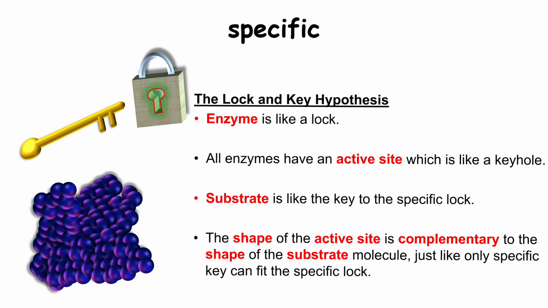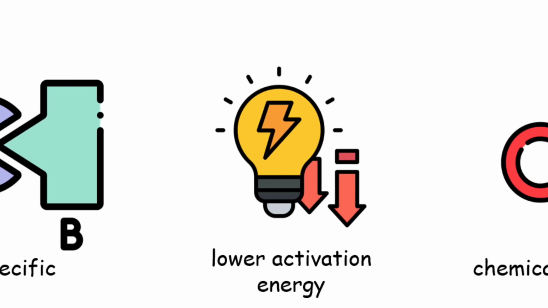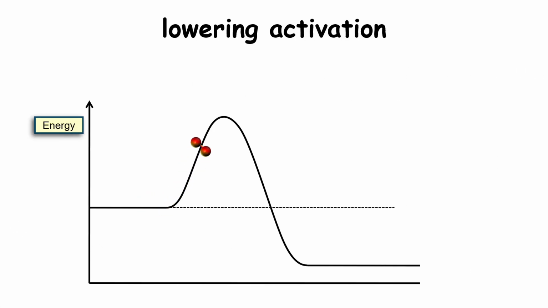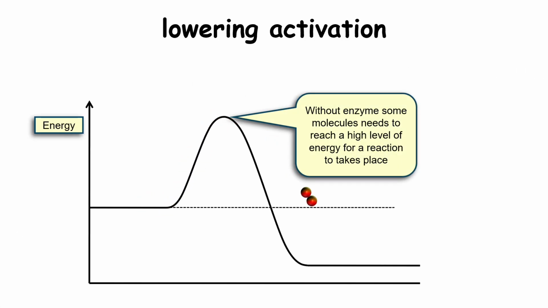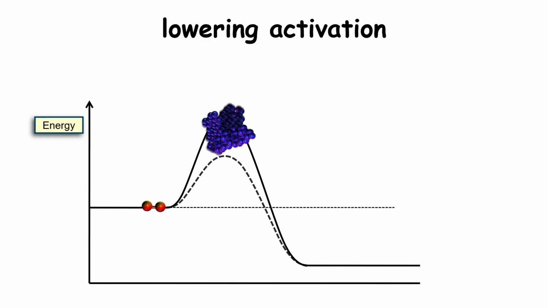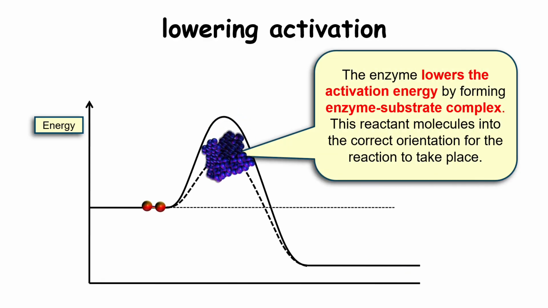After the substrate binds to the active site, the enzyme speeds up the reaction by lowering the activation energy. All chemical reactions need to reach a certain level of energy before they can take place. The enzyme will form an enzyme-substrate complex with the substrate and lower the activation energy for the reaction to occur.